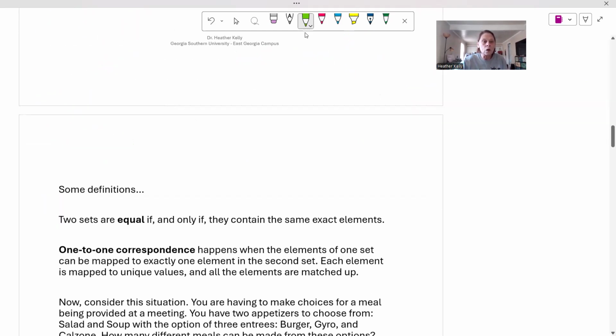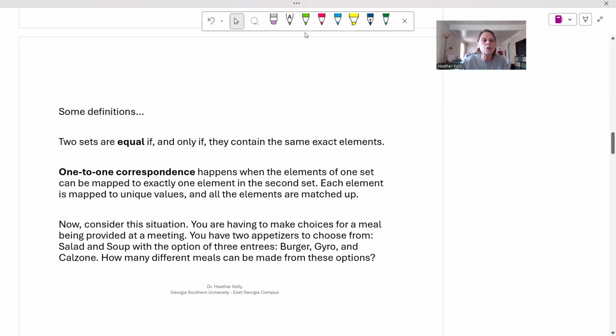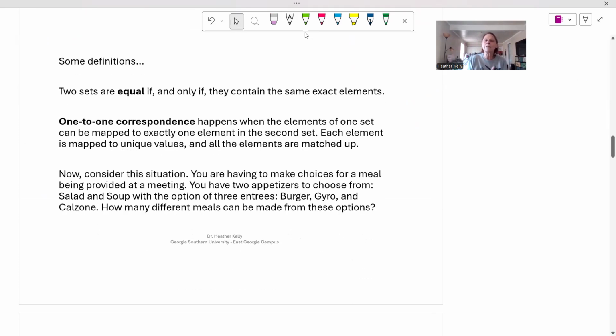Okay, let's keep on going. More definitions. So two sets are equal if and only if they have the exact same elements. So it could be 1, 2, 3, 2, 1, 3, 3, 2, 1. Those three sets would be equal because they contain the same elements, order not mattering.